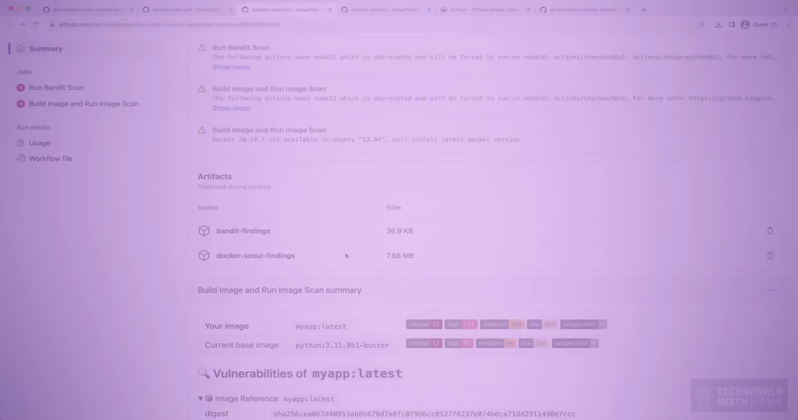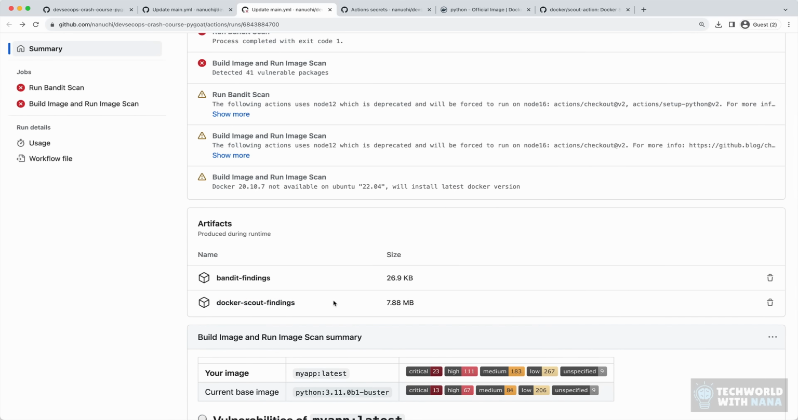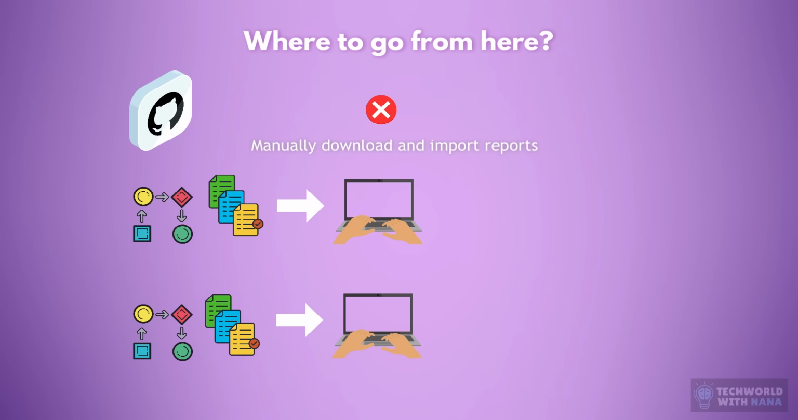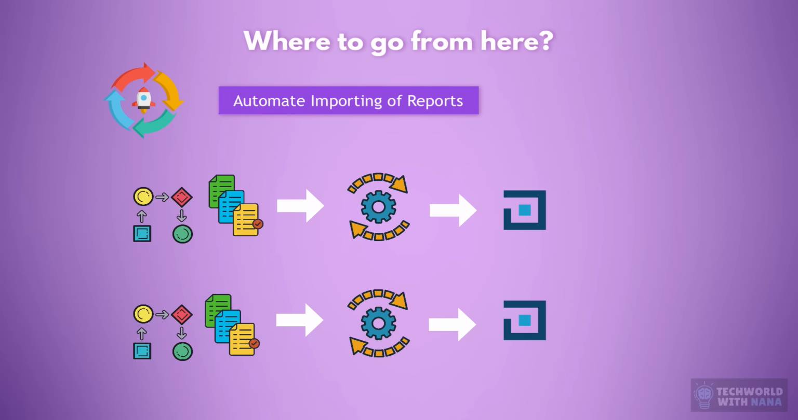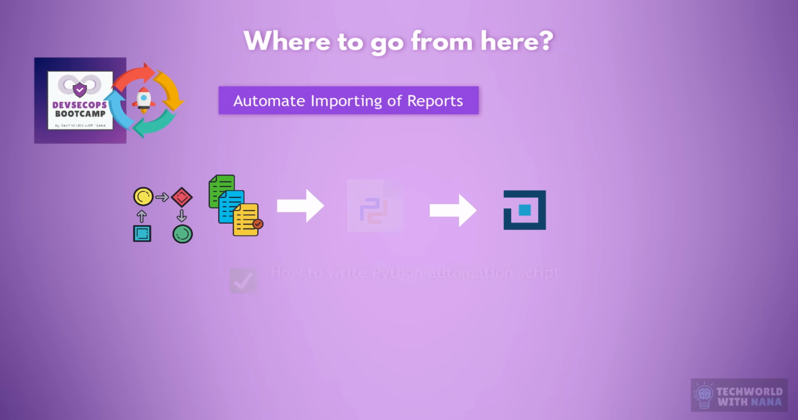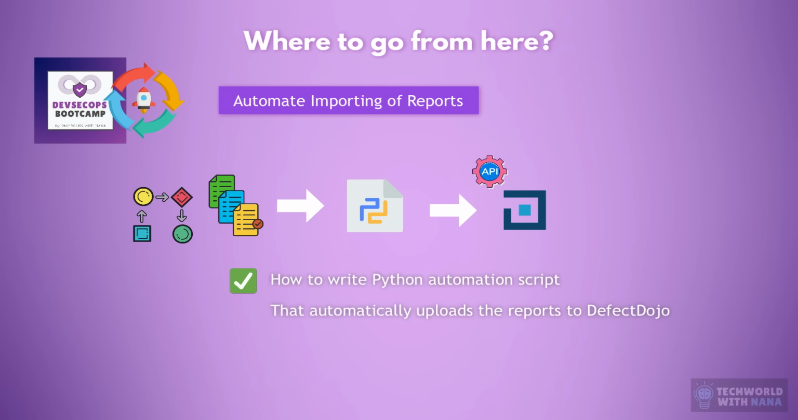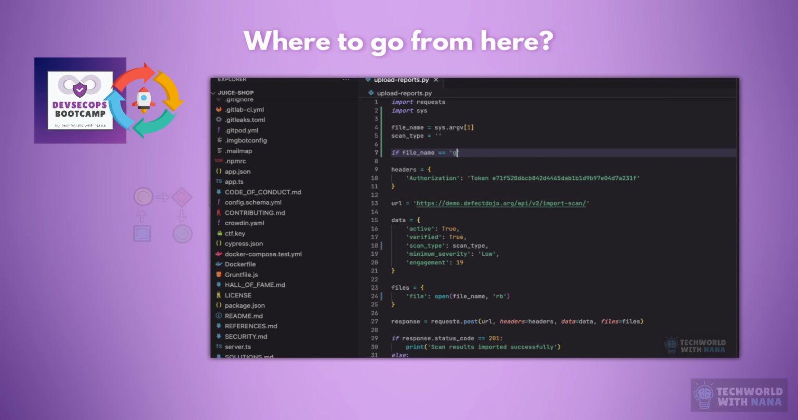in the DevSecOps Bootcamp. And of course, every time we run this workflow, it will produce new reports. That means you don't want to be manually downloading these reports from each workflow execution and then importing that manually in Defect Dojo either. You want to automate that process because it just happens too often and it's a repetitive task. So in the DevOps Bootcamp, of course, we want to learn things as they are done in production in a proper way. So I actually show how to write a Python automation script that takes the reports from each pipeline execution and automatically connects to the Defect Dojo API and automatically uploads and imports those reports in Defect Dojo.